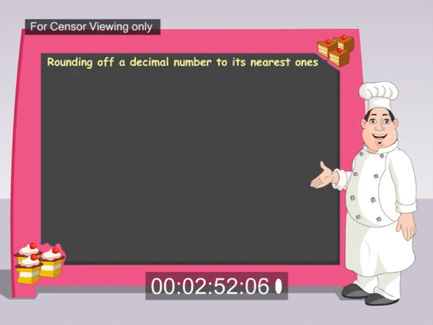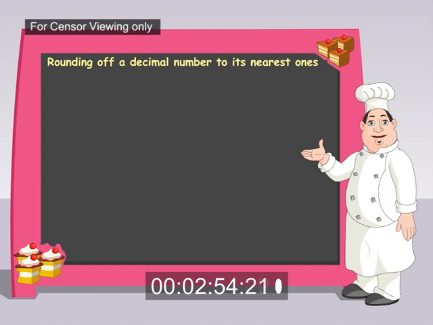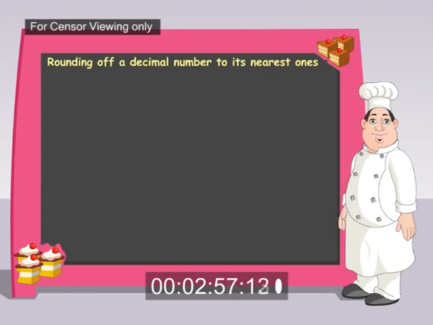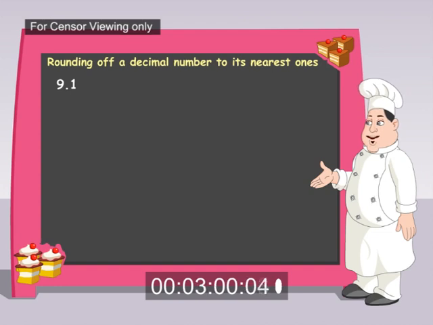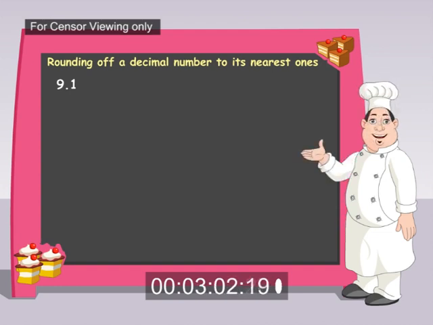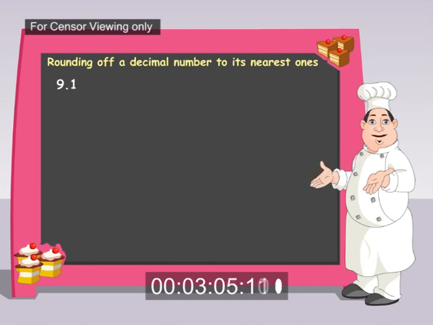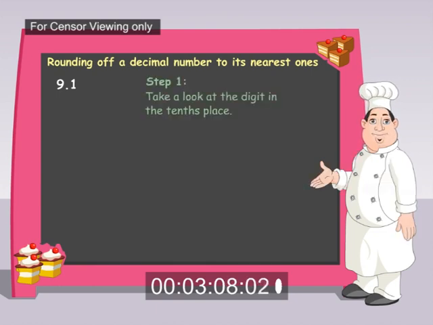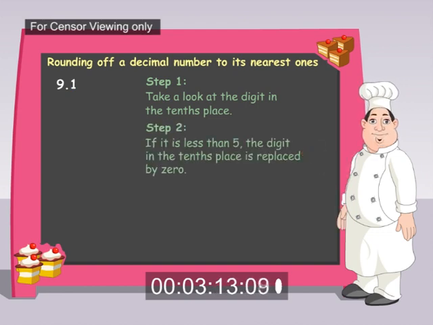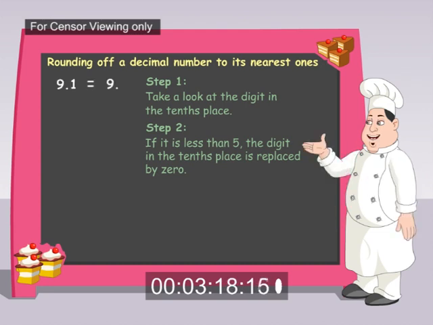So you want to round off a decimal number to its nearest ones. How about 9.1? The first thing you need to do is to take a look at the digit in the tenths place. If it is less than 5, the digit in the ones place remains the same, and the digit in the tenths place is replaced by 0. So, 9.1 is rounded off to 9.